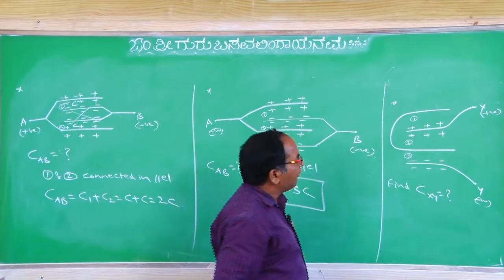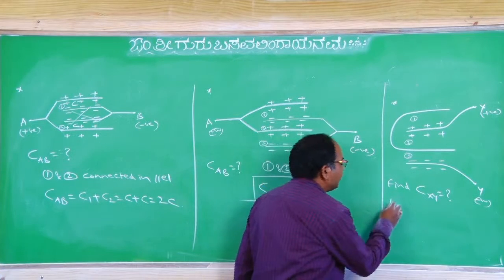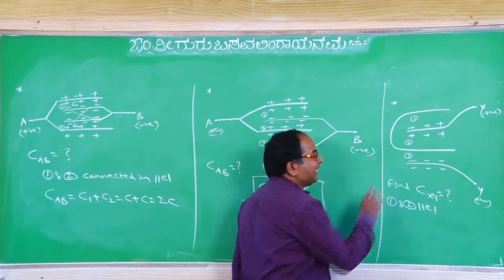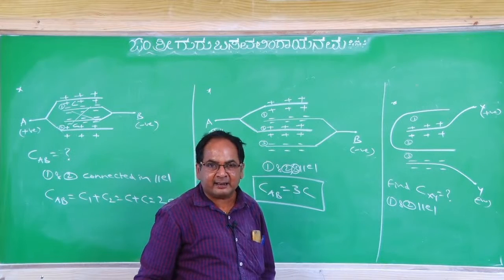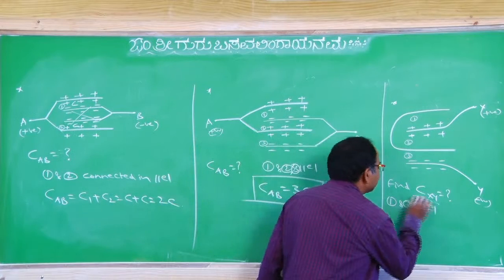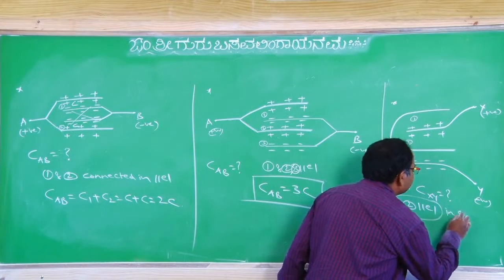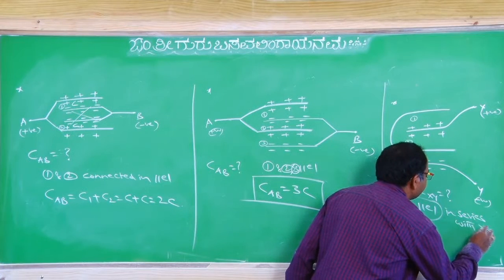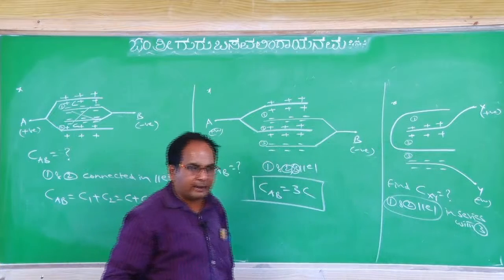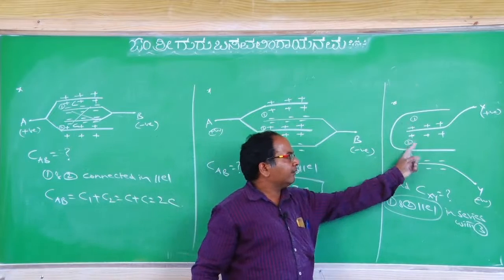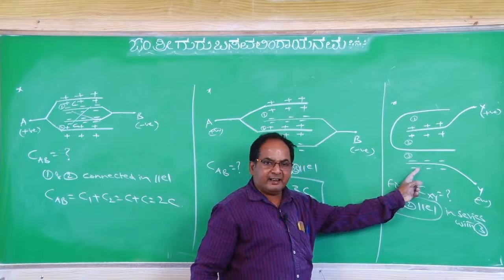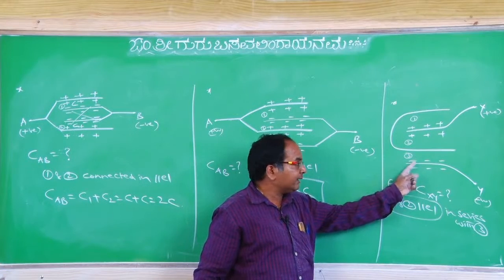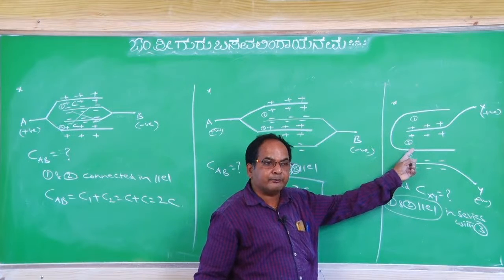Now try to tell 1 and 2. How are 1 and 2? Parallel. And 3, is a common point there? No. So this combination is in series with 3. In series with 3. Right. This one understood? 1 and 2 are parallel, and 3 is not having both common plates. So that is in series with 1 and 2.